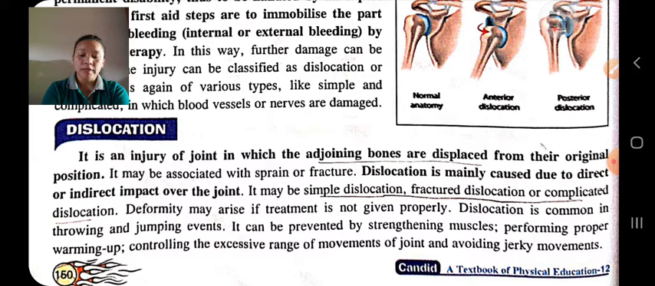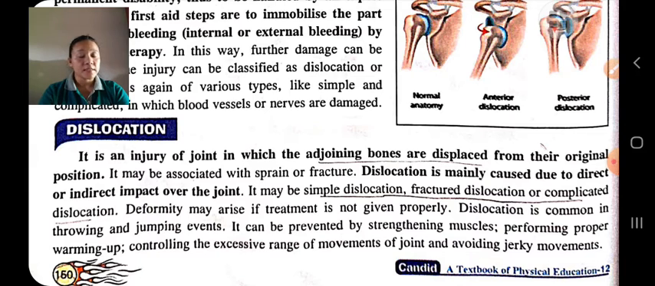The symptoms of dislocation: there may be severe pain around the joint. The joint will not look normal, and there is swelling over the affected part. The joint will appear fixed, movement is not possible in the joint, and the temperature of the person increases.